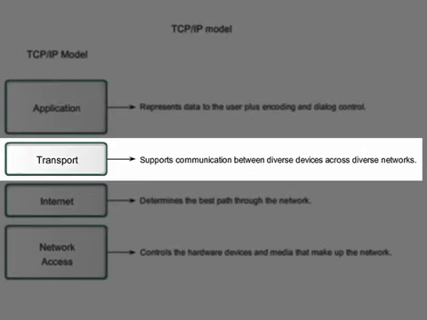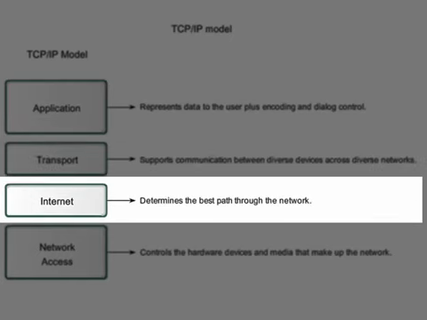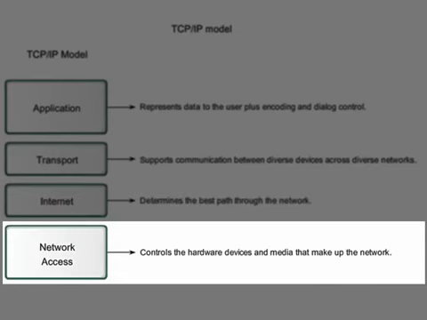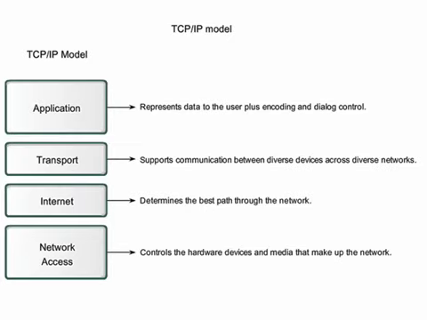The transport layer supports communication between devices when messages are being sent across the network. The internet layer determines the best path for a message to be sent through a network, and the network access layer controls the hardware and the connections that make up the network. Each layer has specific protocols that facilitate communication.